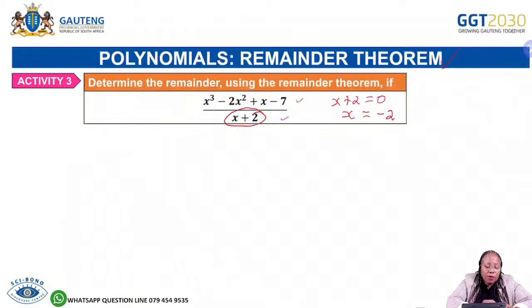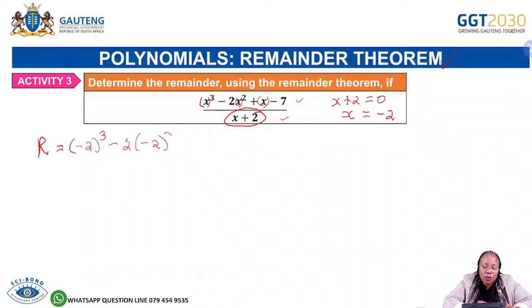Okay, now let's do it, grade 12. So we are going to substitute in x. I am already putting brackets there so that I cannot make any mistake when substituting a negative value there. So now this will give us a remainder when we are substituting our x with minus 2. Minus 2 cubed minus 2 times minus 2 squared plus minus 2, and then minus 7.